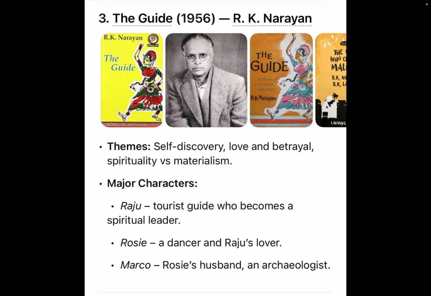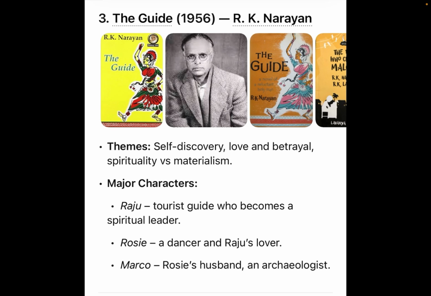So self-discovery, about whom? It talks about Raju, right? About his character, how he has self-discovered himself. It talks about love between Rosie and Raju. And then it talks about the betrayal, how Raju betrays his lover, his love interest Nalini, and then he goes to jail for the case of forgery. So it talks about that.